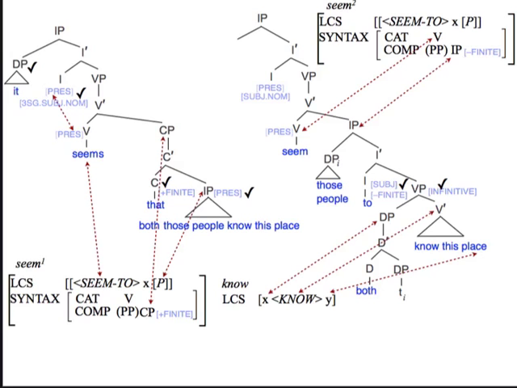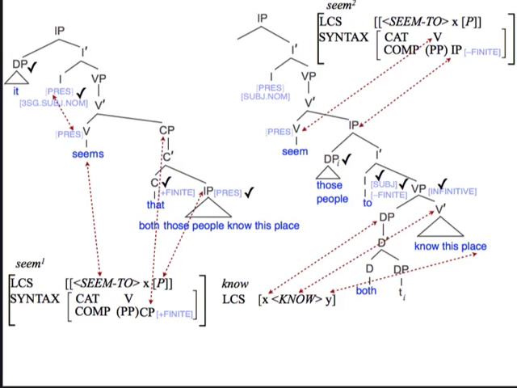Those people from the embedded clause can move up into the IP node, and that allows us to check the subject feature. So IPs are going to have subjects, right? We move that up there, but we still don't have a grammatical sentence, right? Seeing those people both to know this place, no, it's no good, right?